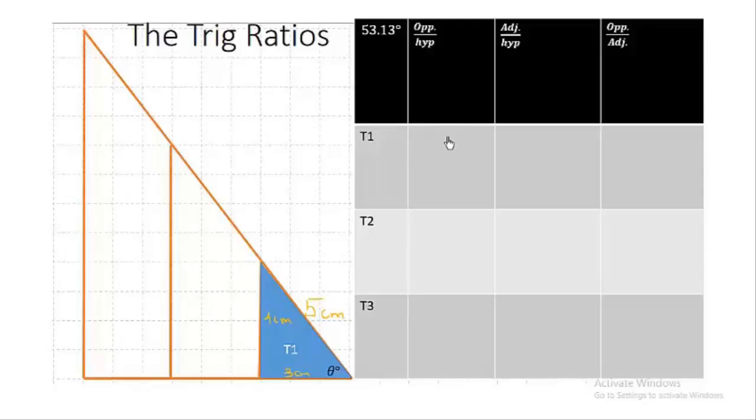So over here we obtain the ratio: opposite is 4 and the hypotenuse is 5. So this will give us 4 over 5. Now the adjacent over the hypotenuse, adjacent is 3. So you are going to get 3 over 5. Then the opposite over the adjacent will give us 4 over 3.